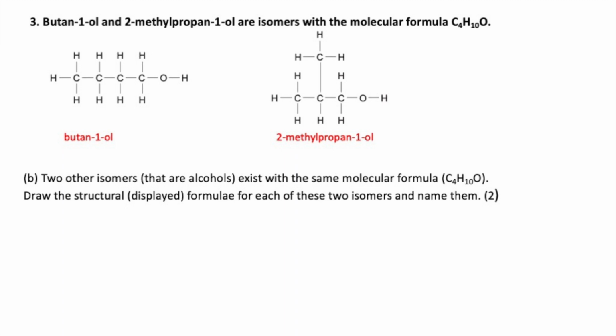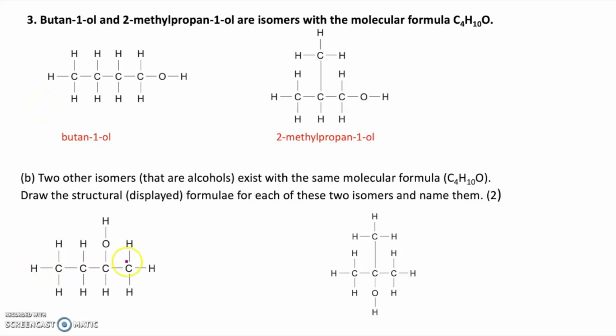Now for question 3b, it says 2 other isomers that are alcohols exist with the same molecular formula, C4H10O, and it says draw the structural or displayed formulae of each of these 2 isomers and name them. So for this question, we need an alcohol with 4 carbons in, and it must have 10 hydrogens and 1 oxygen. So here are the 2 possible structures here. Now this time I've put a bond between the O and the H, but you don't need to. And I'm going to name my first isomer here. So I always number the chain nearest the OH group. So you can see it's numbered right to left here, and the OH group is on carbon 2, so it's called butan-2-ol.